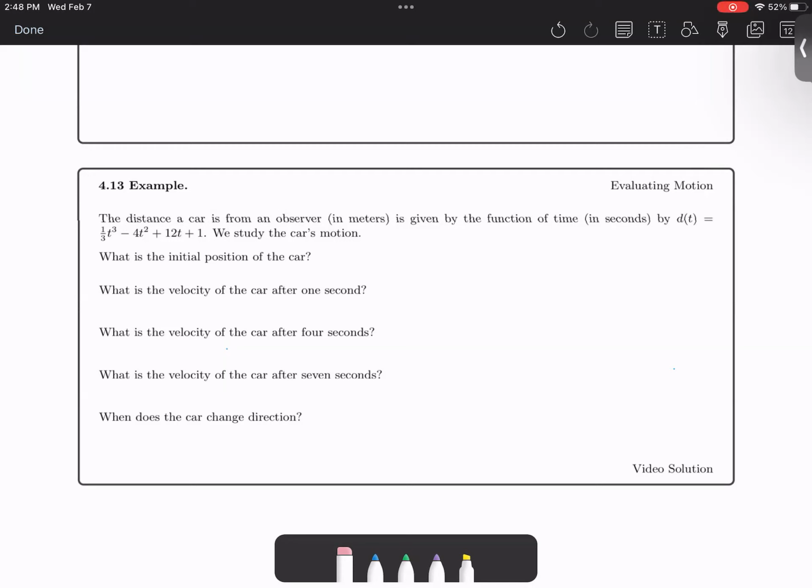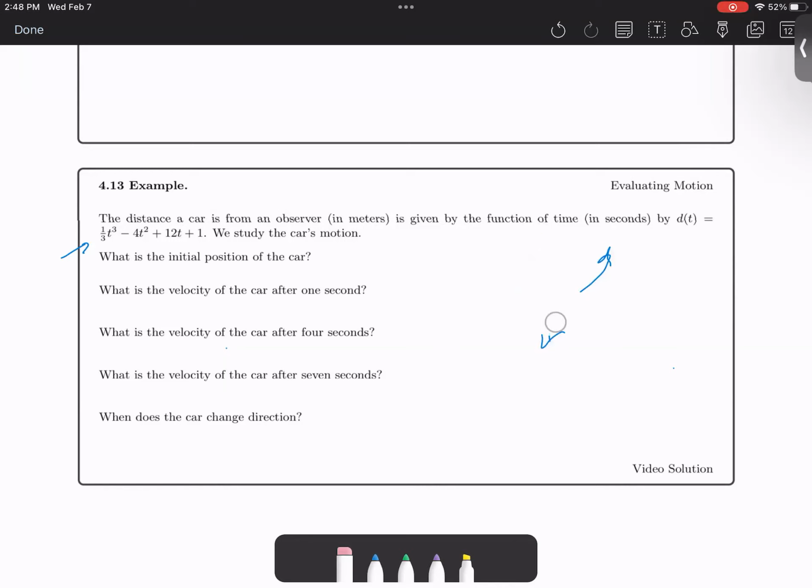The distance a car is from an observer, measured in meters, is given by a function of time, given in seconds, by this function named d. So it's a cubic function. I know it's going to have end behavior like this. It's a polynomial. It's going to exist everywhere. It's going to be nice and smooth. I might turn around, I'm allowed two turns, or I might just look like that.